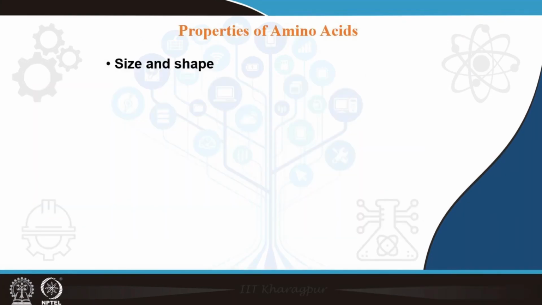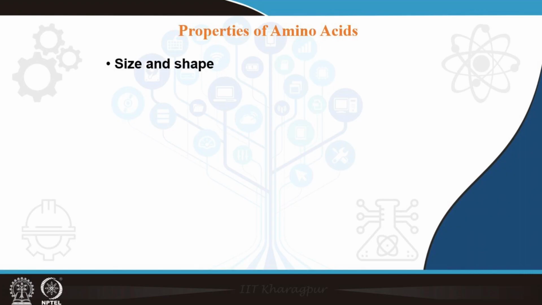Now we have to consider specific properties of amino acids. What are these properties? One thing that we've looked at is the size and the shape. What do I mean by size? Size means molecular mass. The smallest one is glycine. It just has that hydrogen atom in there. What is the next smallest one? Alanine. Why? Because it has the methyl group.